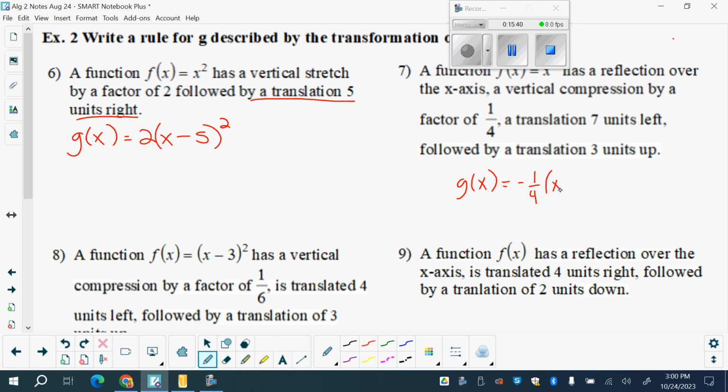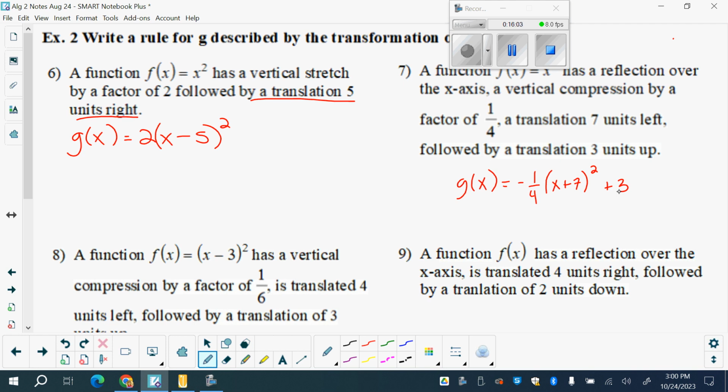And we're going to have an x squared, but it also has a translation of 7 units left. Where does that 7 go? Is it plus 7, minus 7? Plus 7, because it's opposite. Yes. And then 3 units up. Plus 3. That makes sense? Yes. Okay.